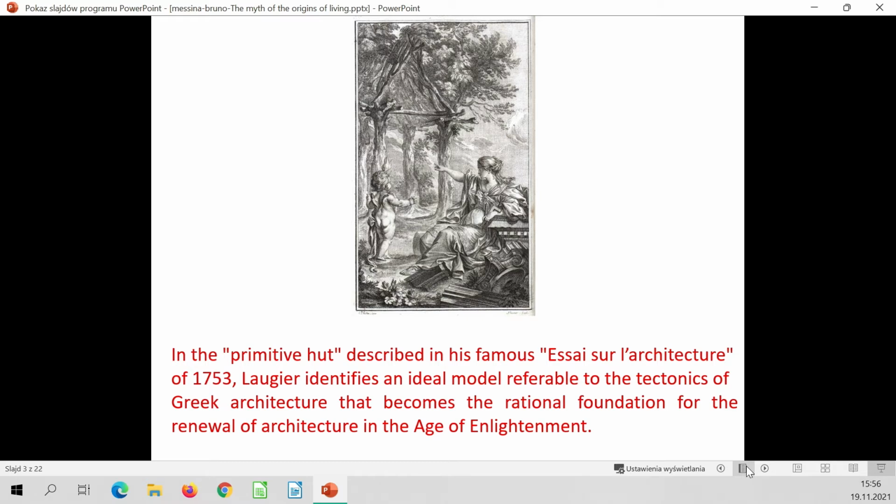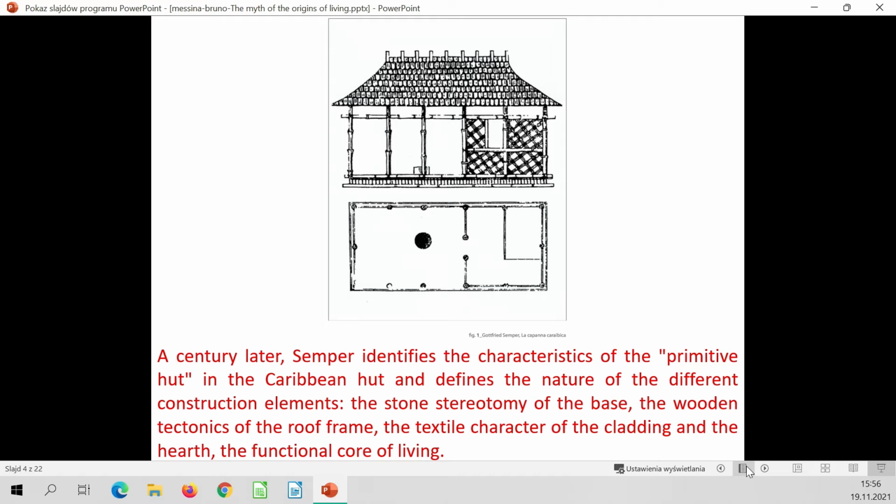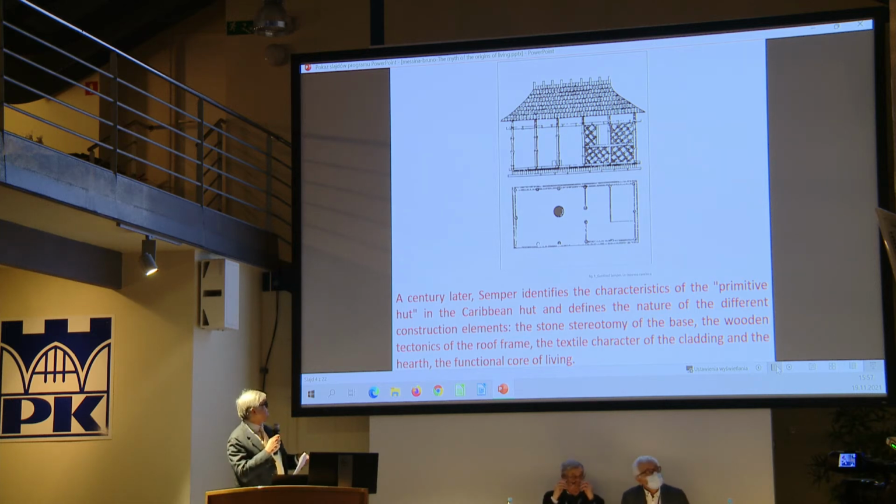A century later, Semper identifies the characteristics of the primitive hut in the Caribbean hut and defines the nature of the different construction elements: the stone stereotomy of the base, the wooden tectonics of the roof frame, the textile character of the cladding, and the hearth, the functional core of living.